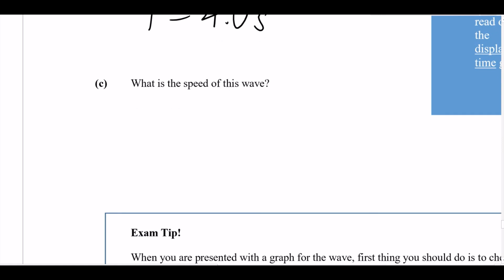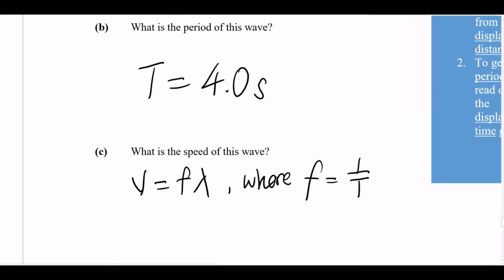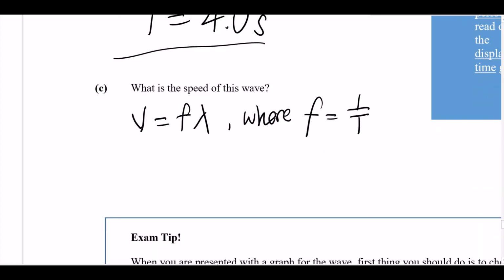Now, what is the speed of this wave? This is the point where you have to recall the formula. We have v equals f lambda, where this frequency f is simply 1 over the period, because we have no information about frequency, but we have information about the period. So we can simply replace f with 1 over T, times lambda.